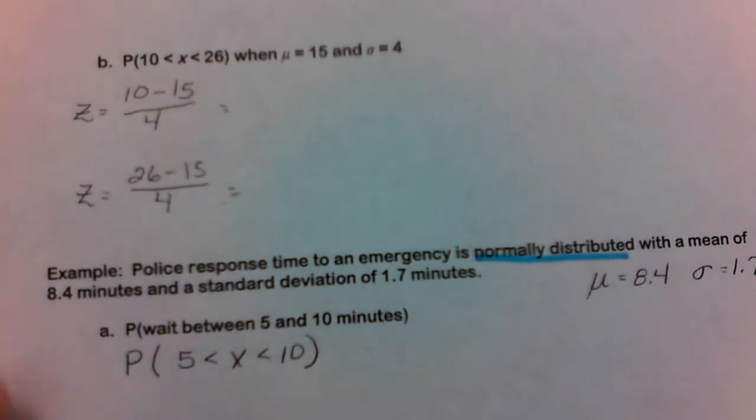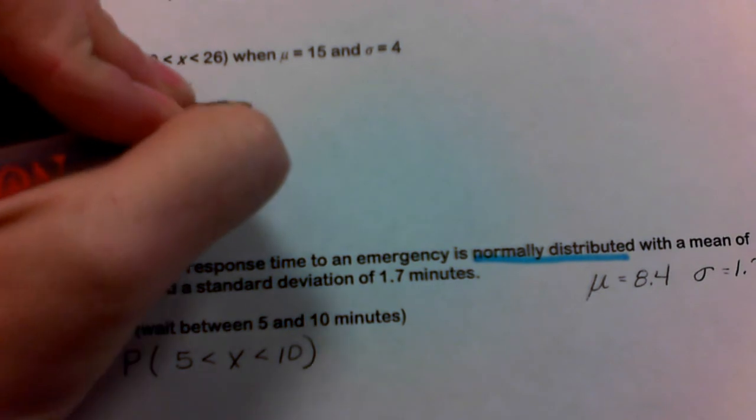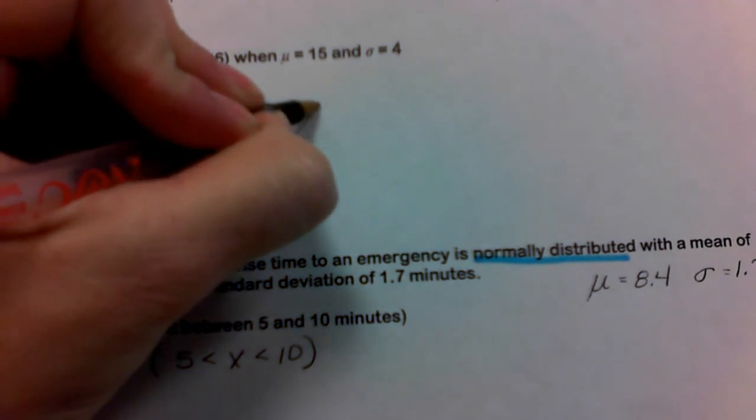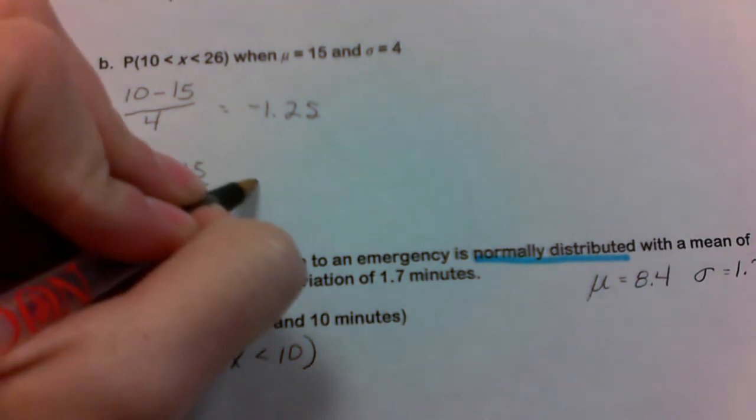So in this case, we need to find two Z values. So when you take those to your calculator, you're going to calculate -1.25. And then in the second one, you will calculate 2.75.